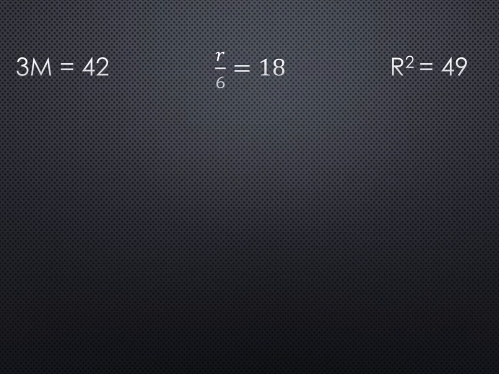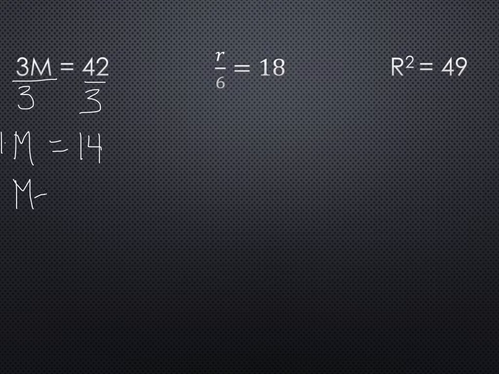So here I'm multiplying. Well, the opposite of multiplication is division. So my property of equality that I'm going to use is I'm going to divide both sides by 3. That leaves m by itself, or 1 times m, and that is equal to 14. The identity property just tells me that m is equal to 14.